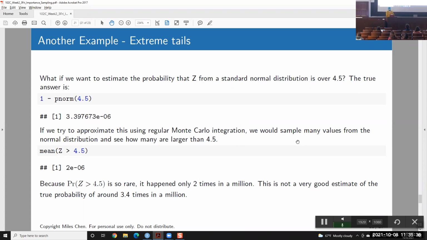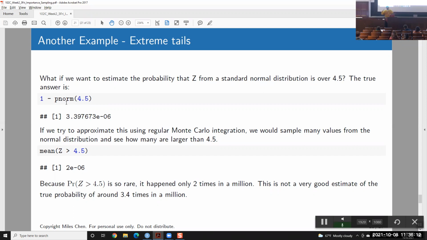Okay. What if we wanted to do something like this? What if we wanted to ask, what's the probability of getting a standard normal value that's over 4.5? The true answer is we would do 1 minus pnorm of 4.5, right?